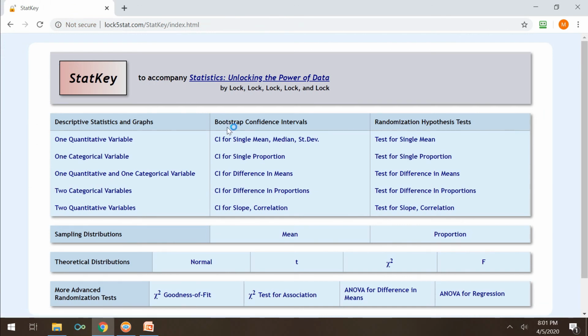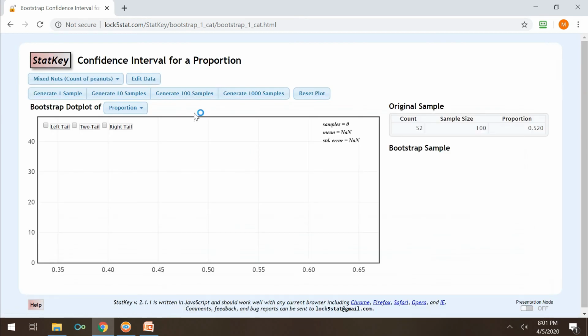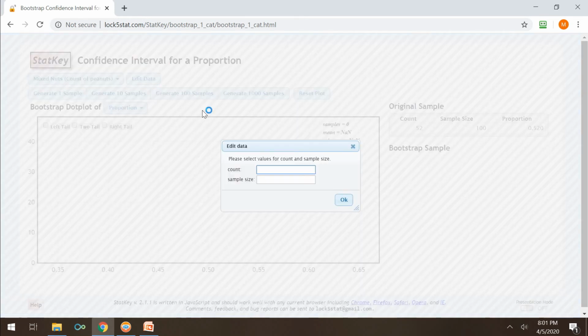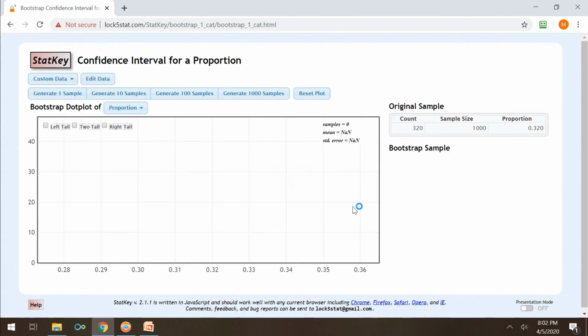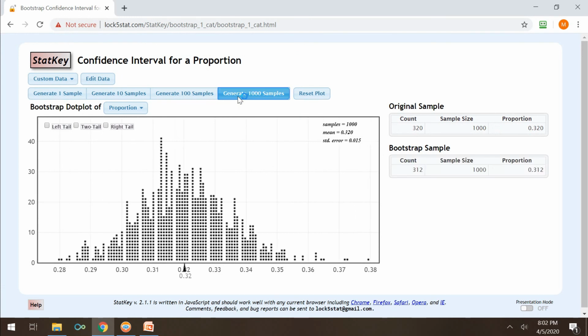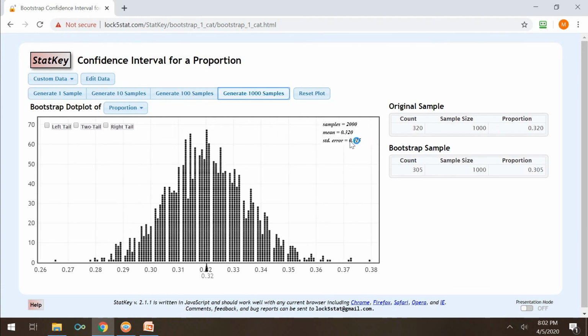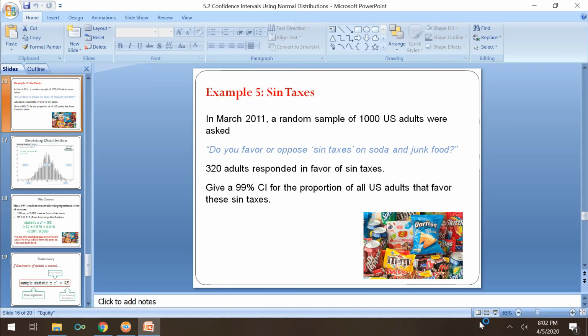We will go to Bootstrap. This was a single proportion problem. And the US adults who are in favor of these taxes is 320 out of 1,000. Once you enter your sample statistic, you generate several thousand samples, and from there you can see the standard error. So now I have the sample statistic, I have the standard error, and I know the Z-star. I can go ahead and plug everything into my equation.